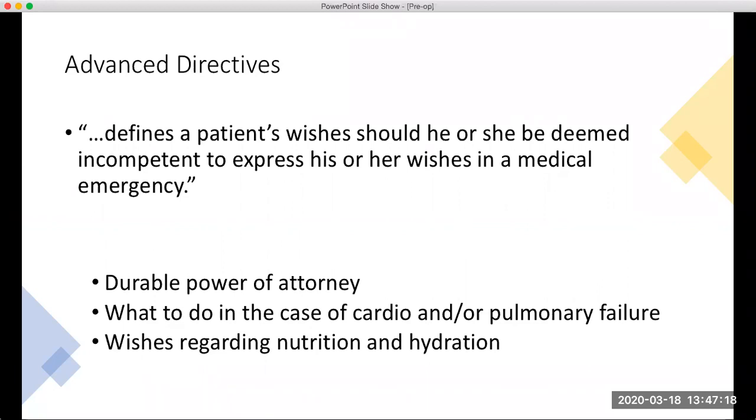aware of. We always want to ask somebody about it, like I said. Oftentimes this is part of an admission history, not even part of surgical care, but just in general, we're asking patients about their advanced directives. What do they want to happen?